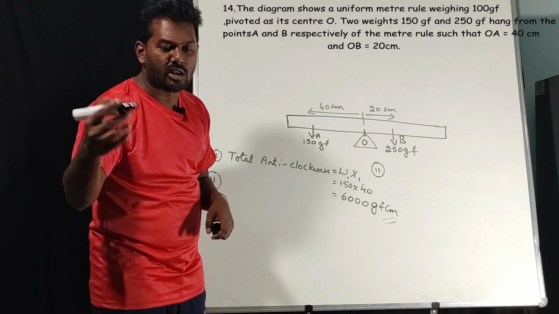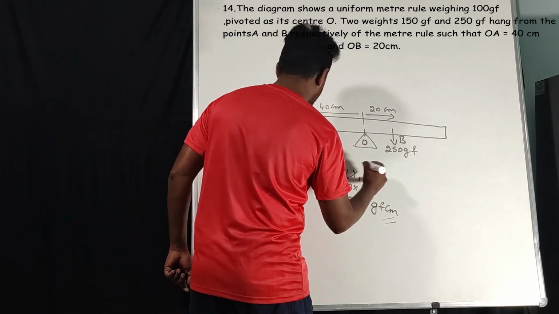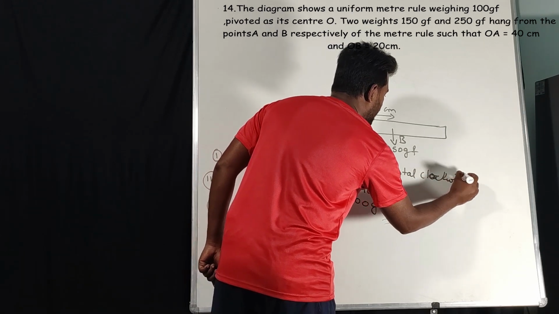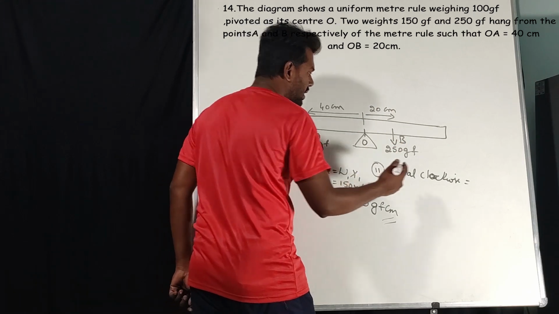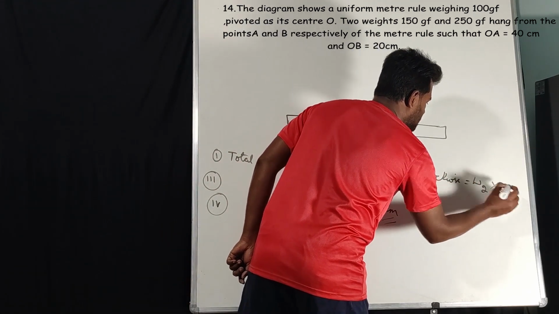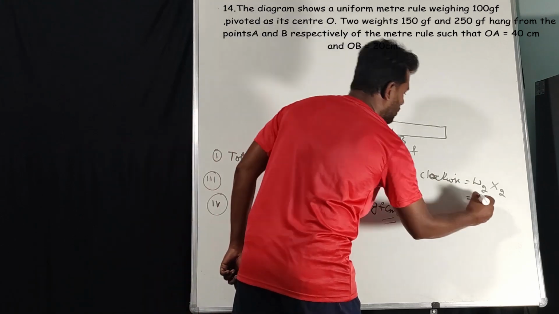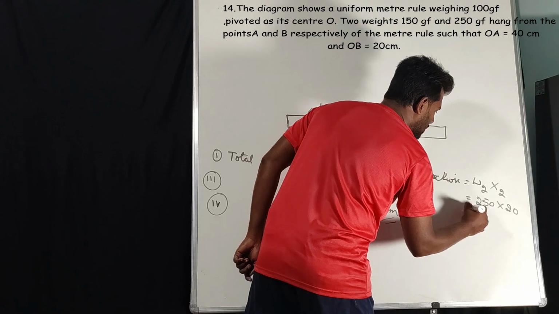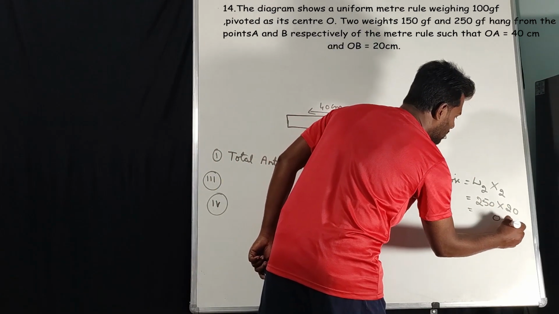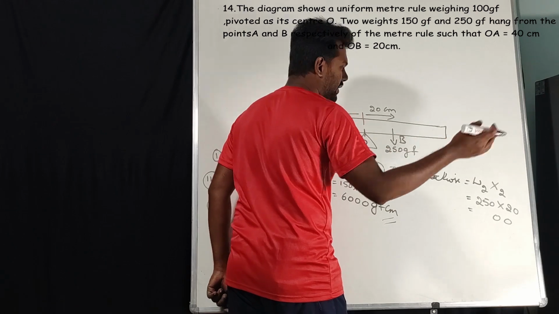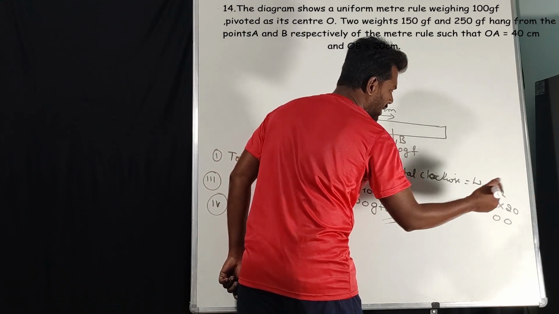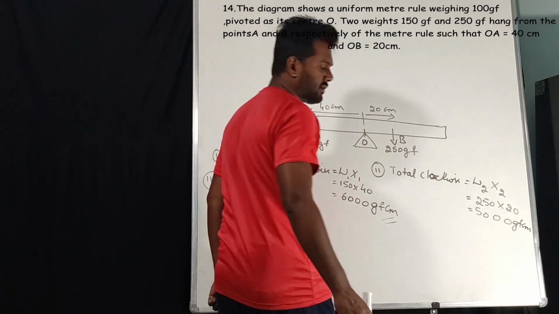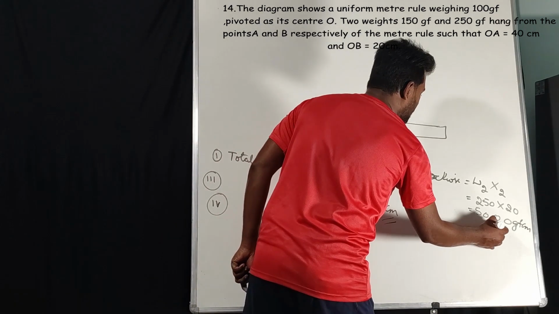Next, second one, the total clockwise moments. Total clockwise moments is equal to, you have to write it in a complete way, W2 into X2. What is the value of W2? It is 250 GF into, what is the value of X2? It is 20. So 250 into 20, for 2 zeros. If you multiply anything with 2, it gets doubled. So 25 2 times is 50. So it is 5000 gram force centimeter. So this is the value for the second one.